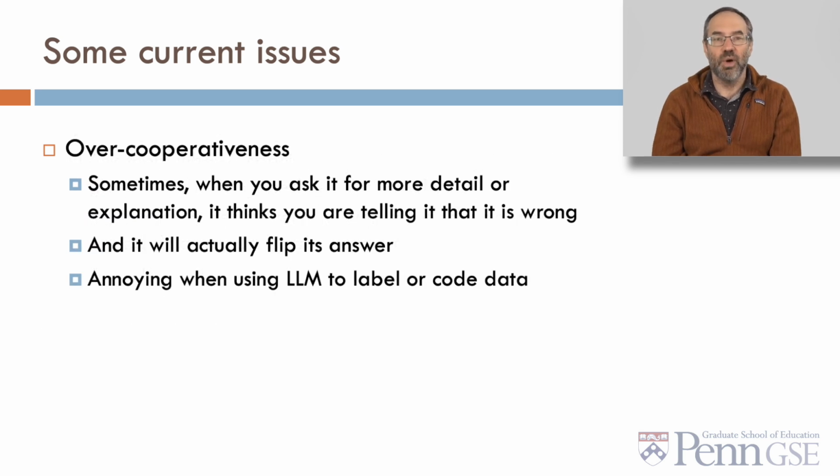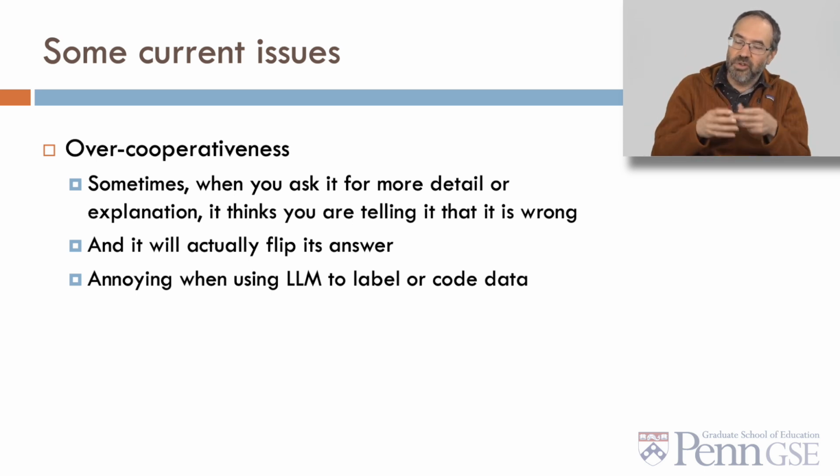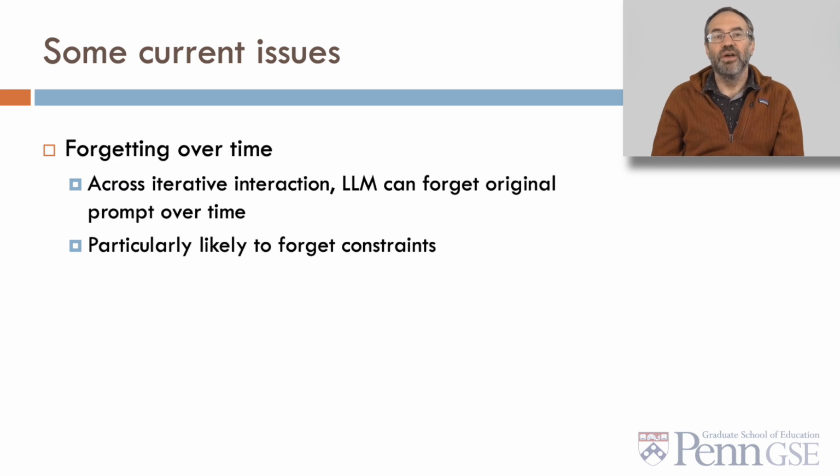Another issue is over-cooperativeness. Sometimes when you ask a large language model for more detail or explanation, it thinks you're telling it that it's wrong, and it'll actually flip its answer. And this is super annoying when using large language models to label or code data. You've got to design it so that the prompt asks both for the answer and the explanation, but split out in a way that you can still access just the answer. Forgetting over time: across iterative interaction, large language models can forget the original prompt. This is particularly likely to happen when you've got constraints at the beginning, like use only 15 words.